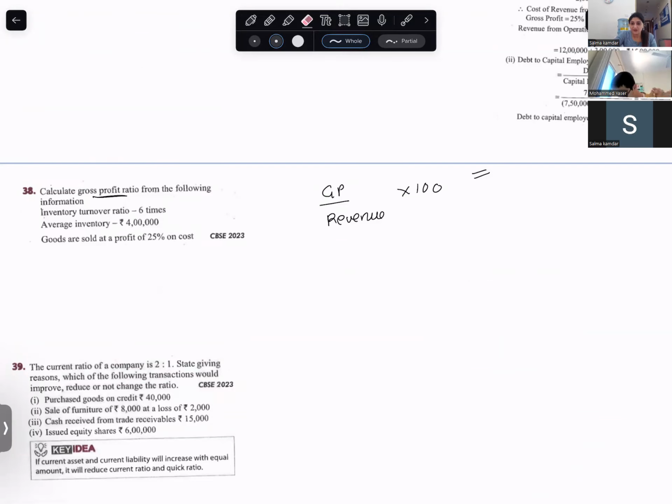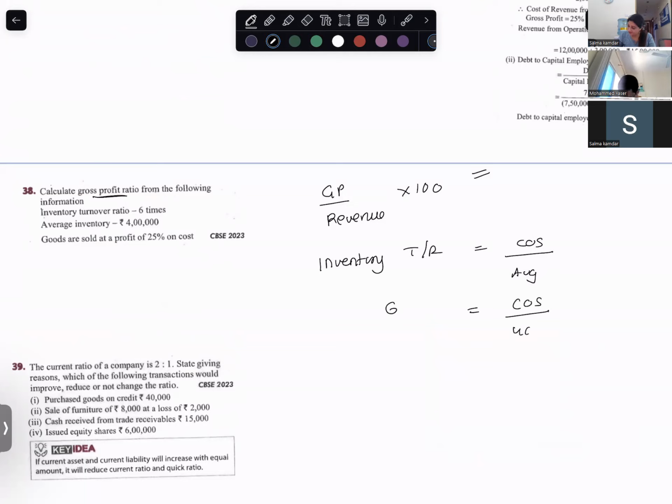I have to find the gross profit ratio. That means I have to find out the gross profit percentage. So I have written over here gross profit over revenue into 100. For this, they've given me the inventory turnover ratio. What is the formula for inventory turnover ratio? Cost of sales divided by average inventory. Cost of sales, I don't know.